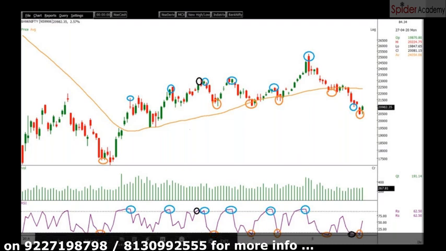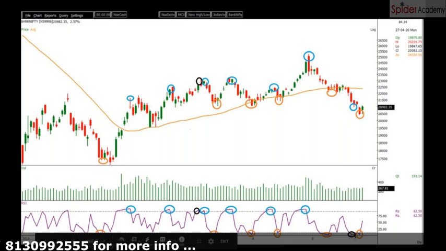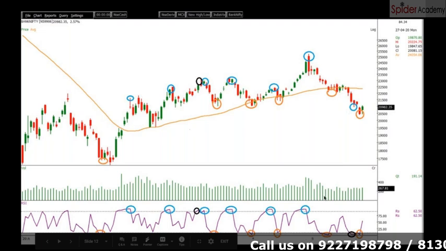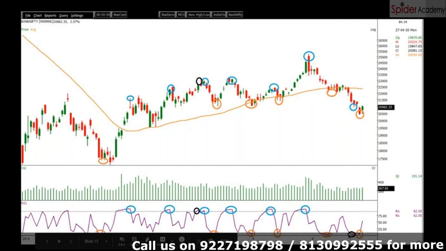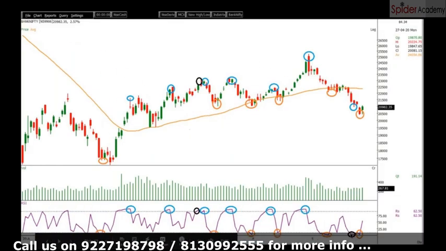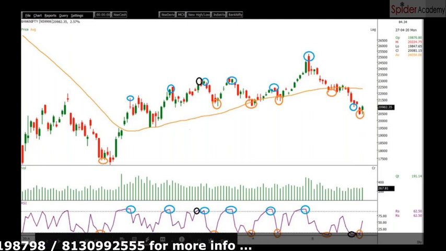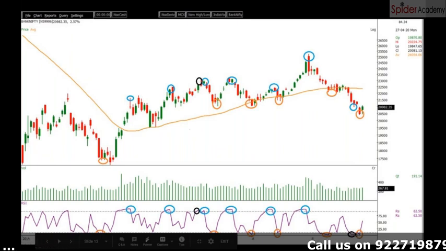This is again a false signal, black dot. Sorry, this has been marked blue. This has to be black. So here we bought it, but it didn't cross 10. It came back again below 10. So that is your stop loss.